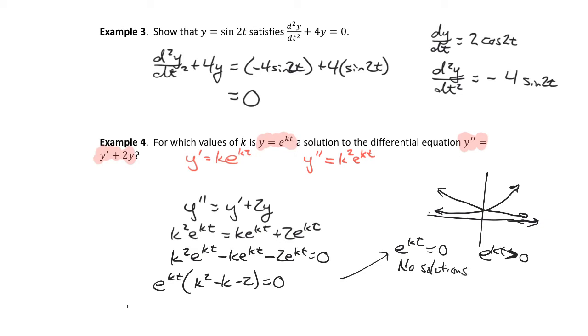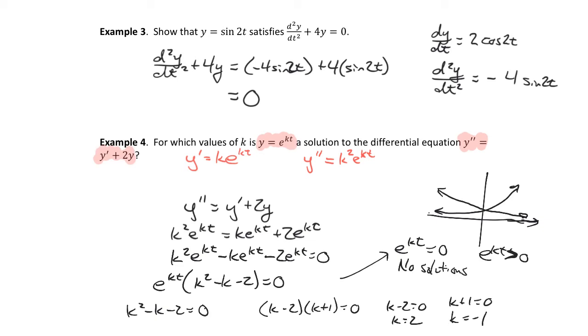Okay, so we'll take the k squared minus k minus 2 and set that equal to 0. Here we have a quadratic. When we want to solve a quadratic equation, we factor. This factors as k minus 2 times k plus 1 equals 0. Now we have a product of two things equaling 0 again, so k minus 2 should be 0, which means k would be 2, or k plus 1 would be 0, which means k is negative 1. So these are the two values of k for which y equals e to the kt will be a solution.